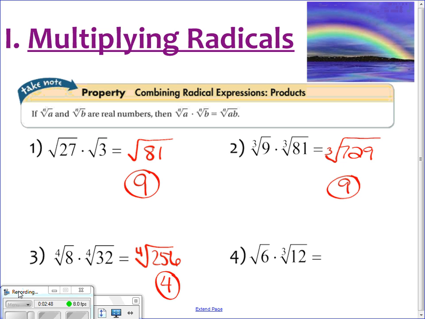What about number 4? Radical 6 times the cubed root of 12. Why can't I do that? Right. You're absolutely correct. I can't actually multiply these. Because when we multiply, we put them underneath the same radical, right? The radicals have to match. If one's a square root and one's a cubed root, there's nothing I can do. That's it. So something like this, I can't simplify.